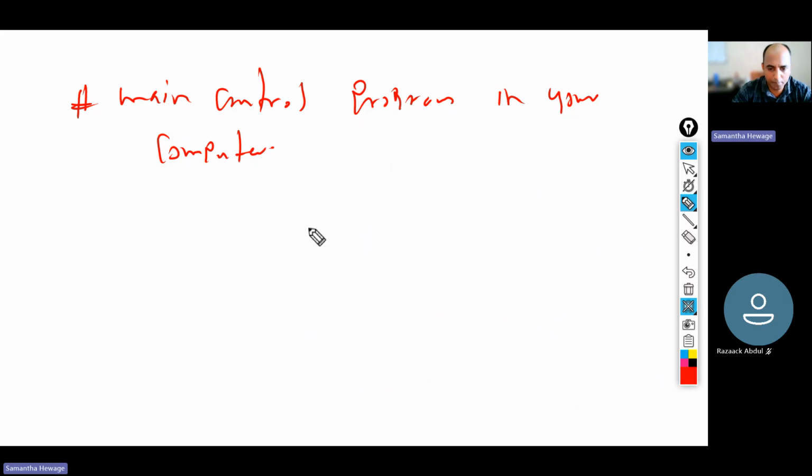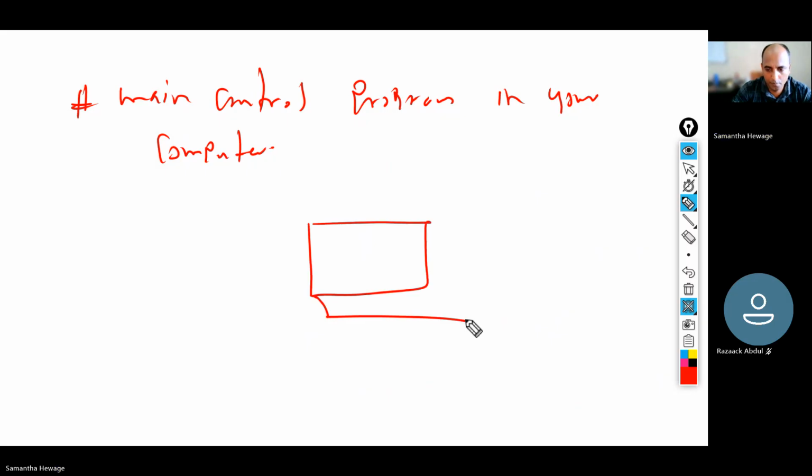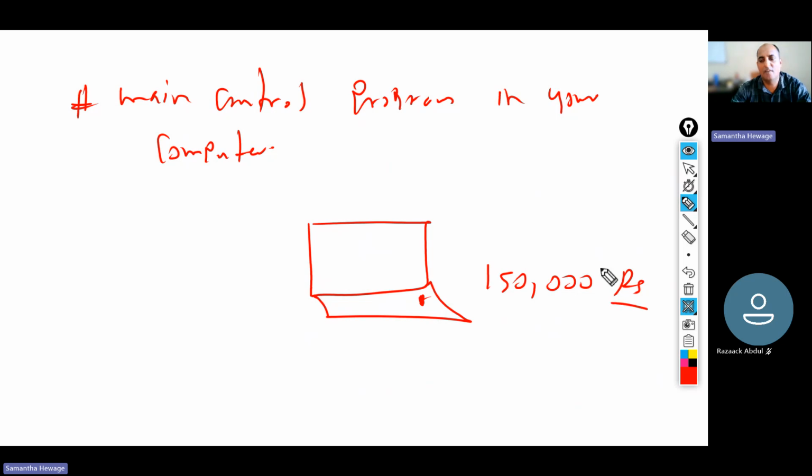Let's say you have a laptop, for example. Let's say you buy a brand new laptop when you go to Unity Plaza or Bumblebee somewhere, for 150,000. But Pute, they have given the laptop without an operating system, no OS. Can you use this laptop without OS? What do you think?